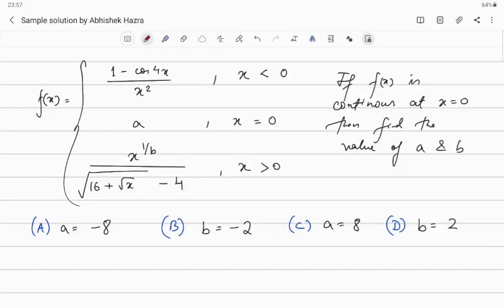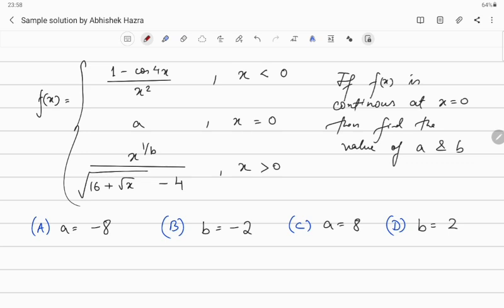Here we have got our question. The question says that f(x) is equal to this function when x is less than 0, this a when x is equal to 0, and this function when x is greater than 0. So this function has been divided into three expressions. And the question is that f(x) is continuous at x equals 0, then find the value of a and b. And here we have got four options.